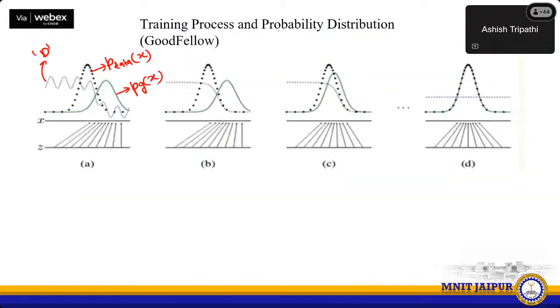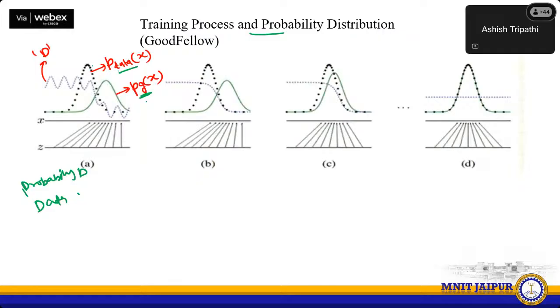Now, if I talk about the training process and the probability distribution model, we can say that in the initial phase, this is the real data set, and this is the generated data set. So the real data and the generated data are very far from each other. This is not the actual data, rather the probability distribution of the data.